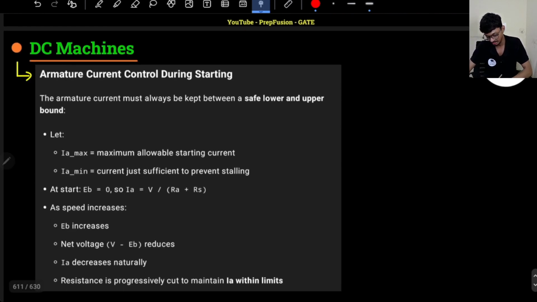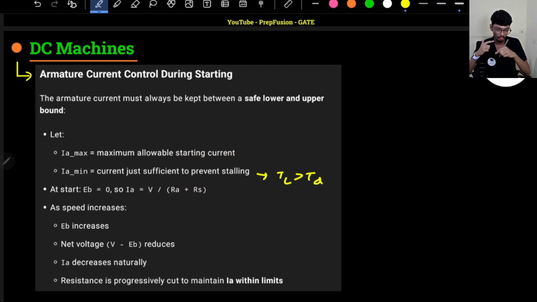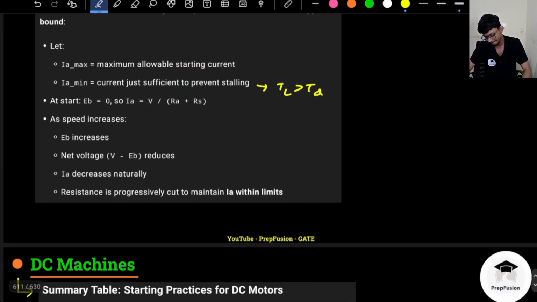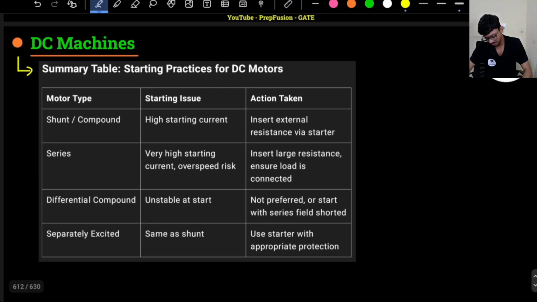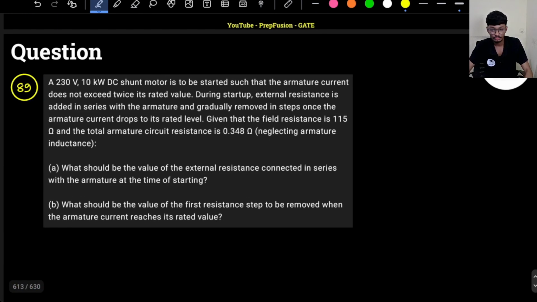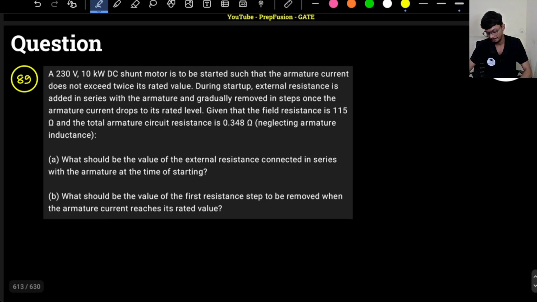As I mentioned, we will limit our armature current between Ia max and Ia min: the maximum allowable starting current, and a current just sufficient to prevent stalling. If I go below this, the motor will not start, because the load torque will be greater than the developed torque, and of course it will not be able to rotate. I hope you have understood this basic thing. Let's solve a very basic question, and then we will start the next topic, the parallel operation.